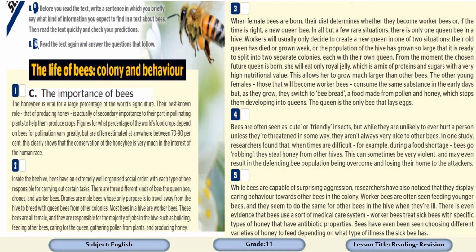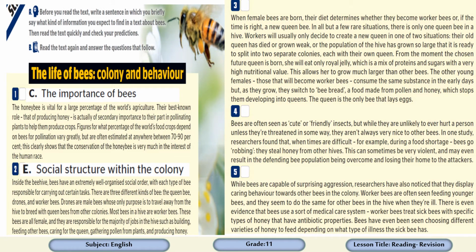Paragraph number 2, what can be the right heading? Yes, very good. A social structure within the colony, and in the paragraph we have the phrase social order and also the phrase different kinds of bees.